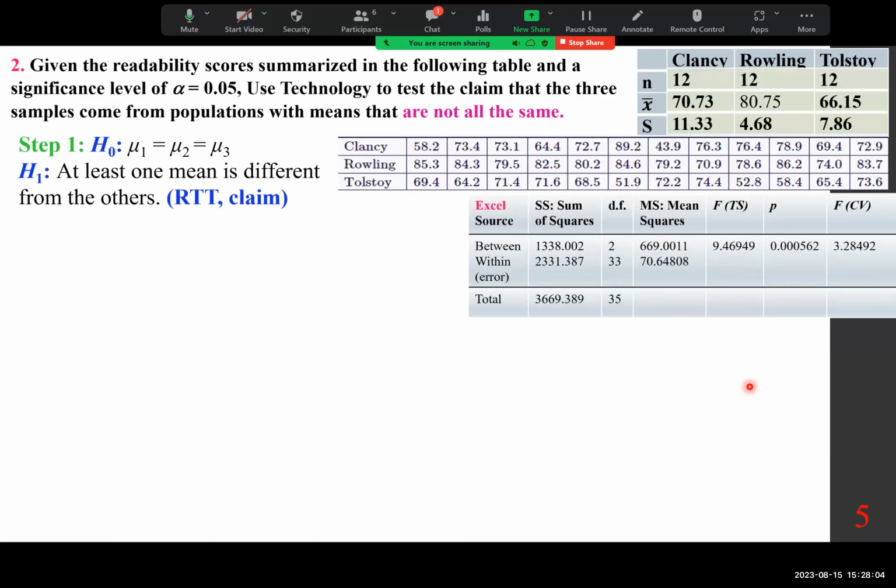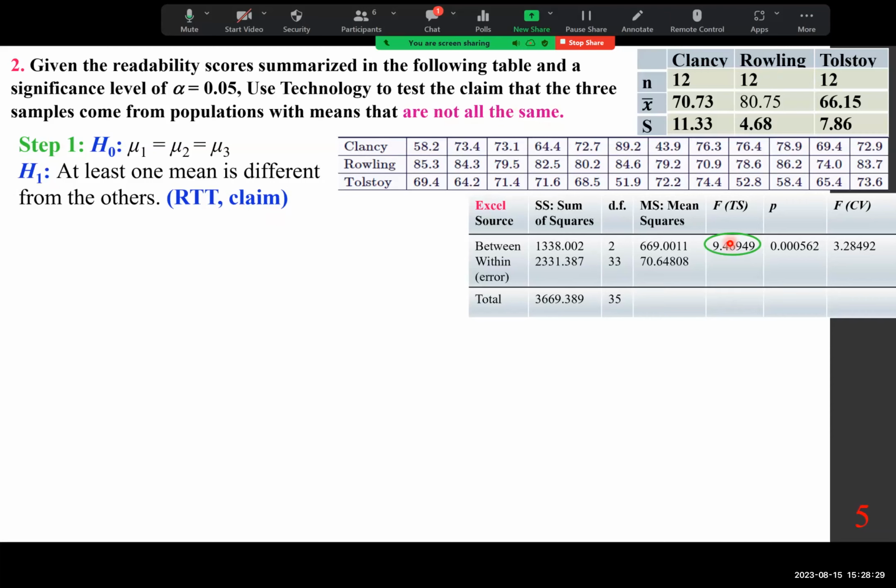So let's do the test of hypothesis. H0: mu1 equals mu2 equals mu3, because we have only 3 sets. H1: at least one mean is different. That makes it right tail, and the claim is that the means are not all the same. Look at this one. Because of this, we make this the claim.